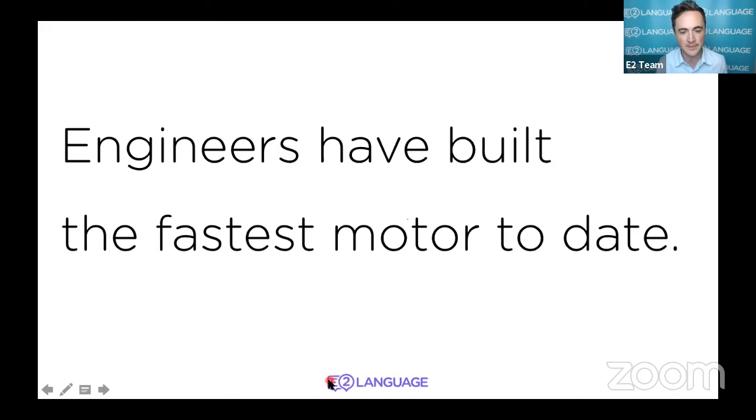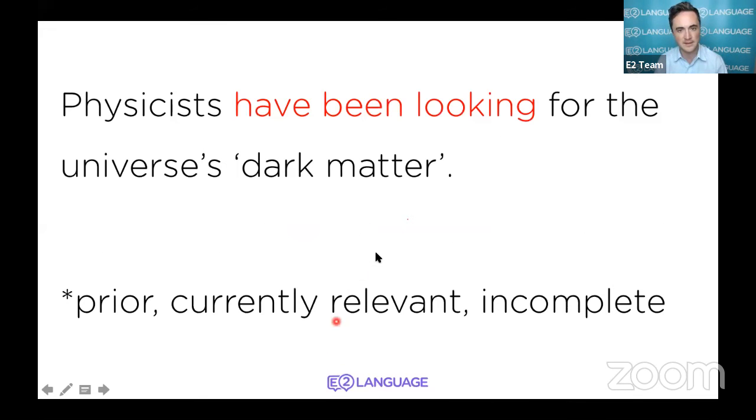Whoa, that's wrong. I didn't change that one. Let's see if it's on the next. Oh, here it is. Sorry, I forgot to do that. Physicists have been looking for the universe's dark matter. Have been looking. There it is. Physicists have been looking for the universe's dark matter. Not have looked for, because that means it's over. They have been looking. They're still looking for the universe's dark matter. It's prior, happened in the past, but it's currently relevant, and it's also incomplete.